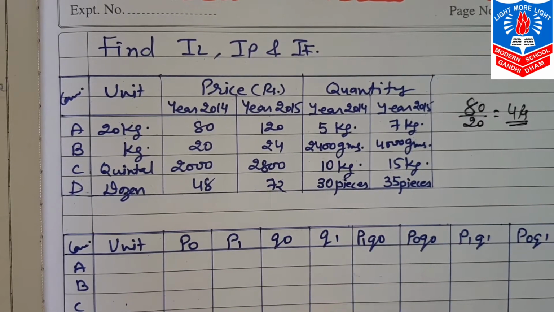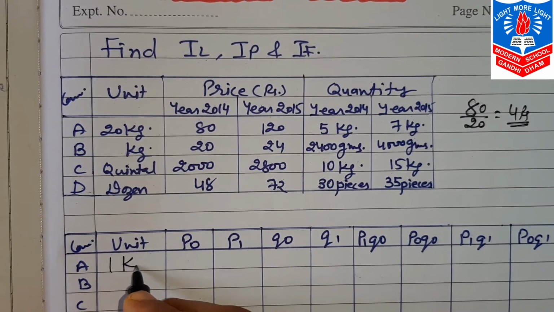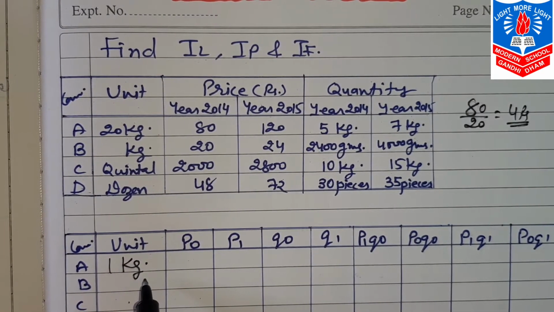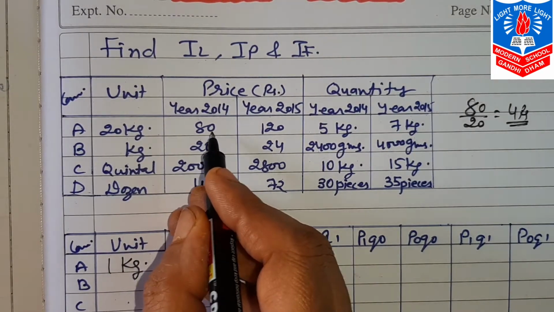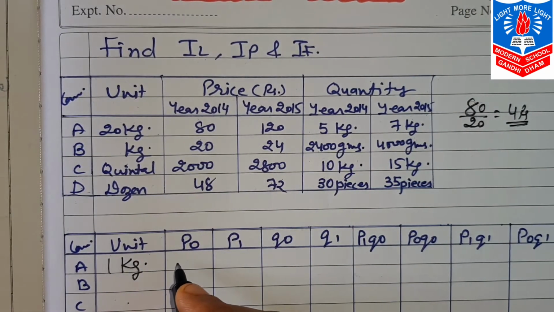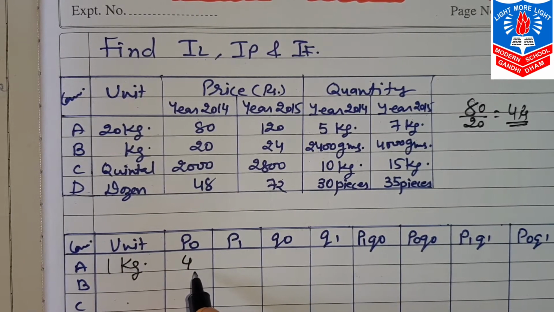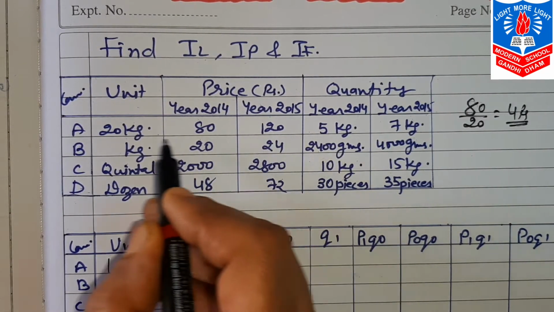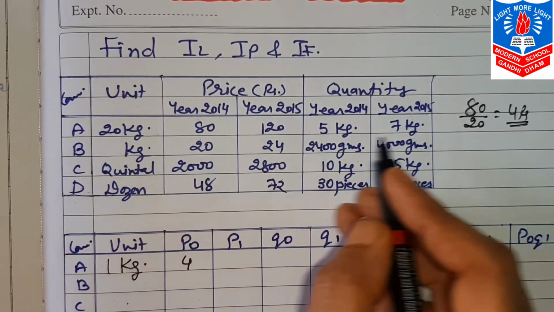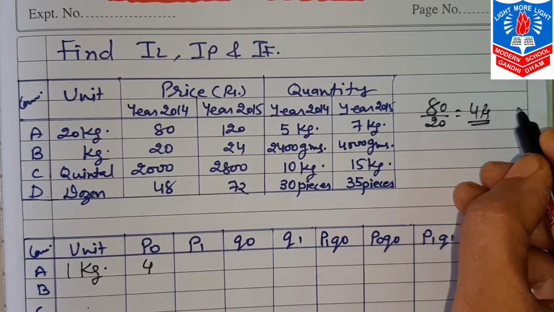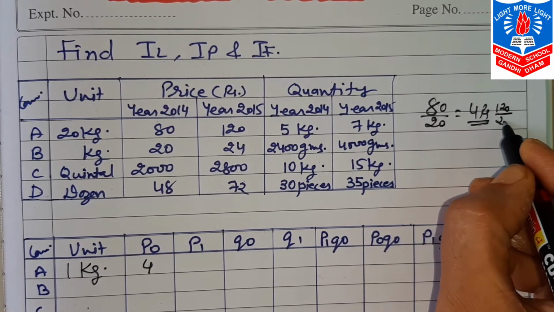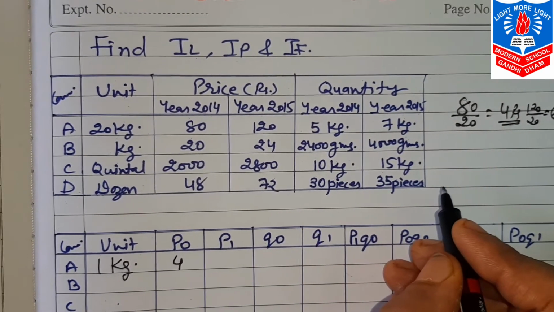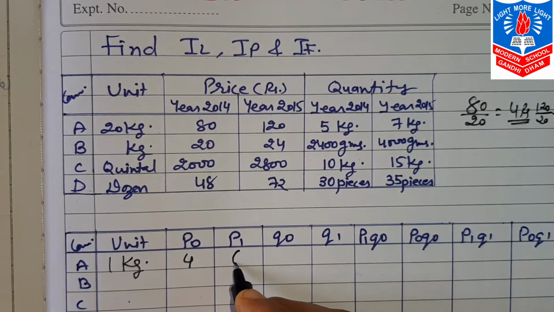So first step, here the unit of measurement we always write as 1 kg. As I discussed, this 80 divided by 20, we get 4 rupees. So here the price of the base year P0 comes to 4. In the same way, this is 120. This 120 is again of 20 kg, and we want it for 1 kg. So if you divide this 120 again by 20, we get 6. So here in P1 we write 6 rupees.